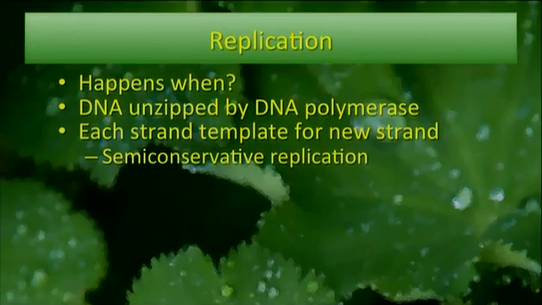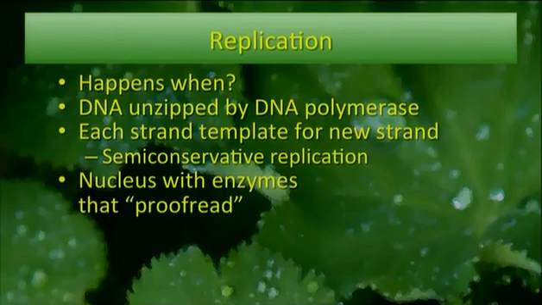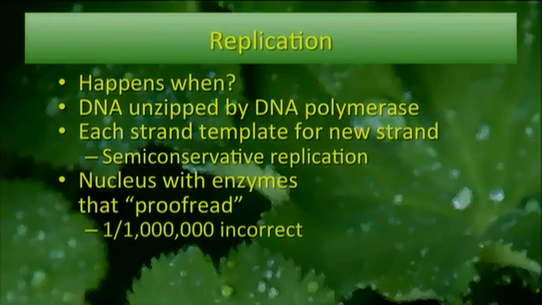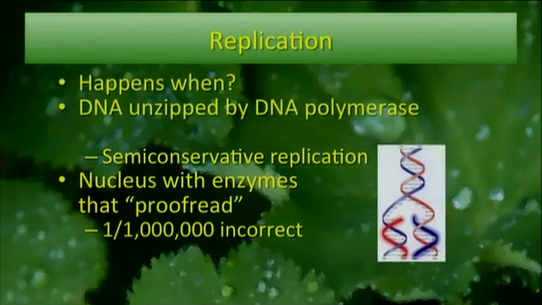The nucleus has enzymes that help to proofread DNA, but about 1 in every million bases is incorrect. That just happens naturally, in our cells as well as in plant cells. About 1 in a million is incorrect.